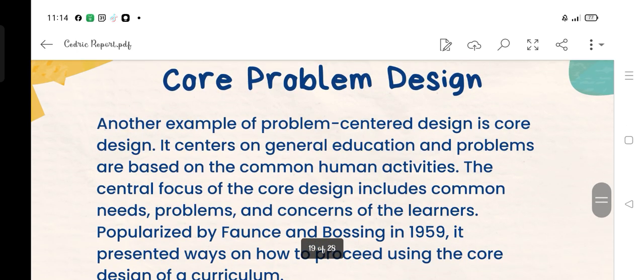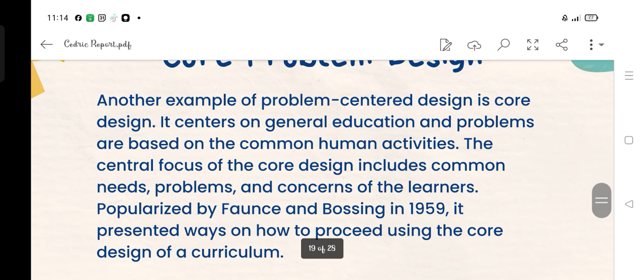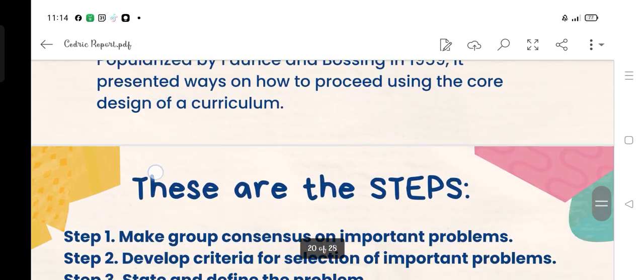Ayan. So the next one is the core problem design, no? Another example of problem-centered design is core design. So it centers on general education and problems are based on the common human activities. So the central focus of the core design includes common needs, problems, and concerns of the learners. Popularized by Faunce and Bossing in 1959, it presented ways on how to proceed using the core design of a curriculum. Ayan. So these are the steps.